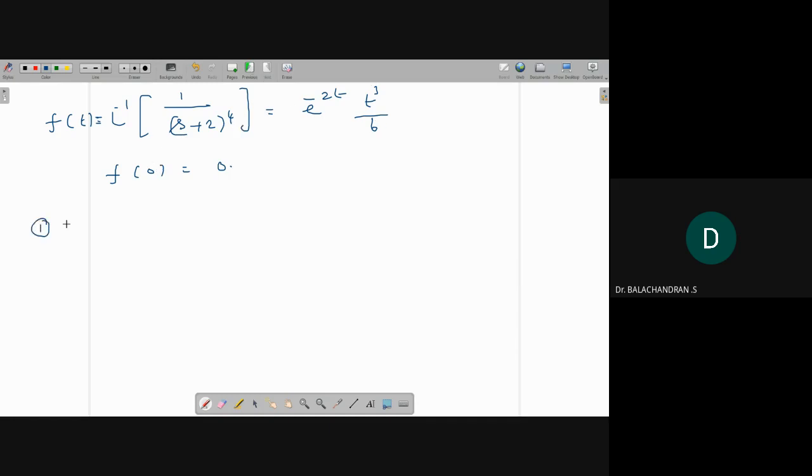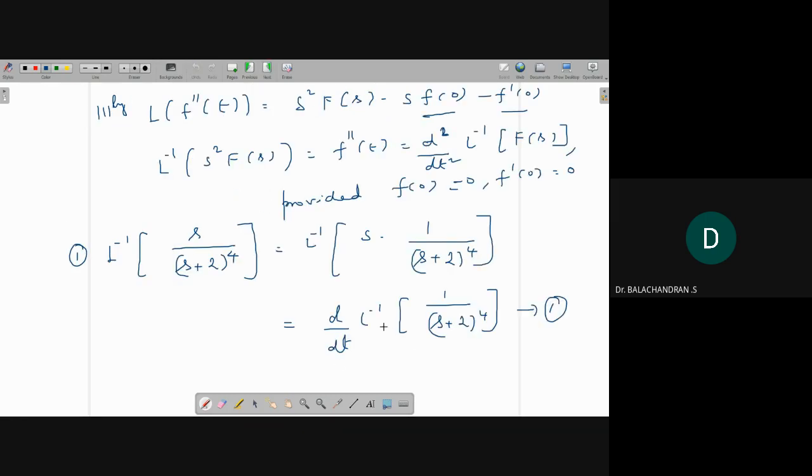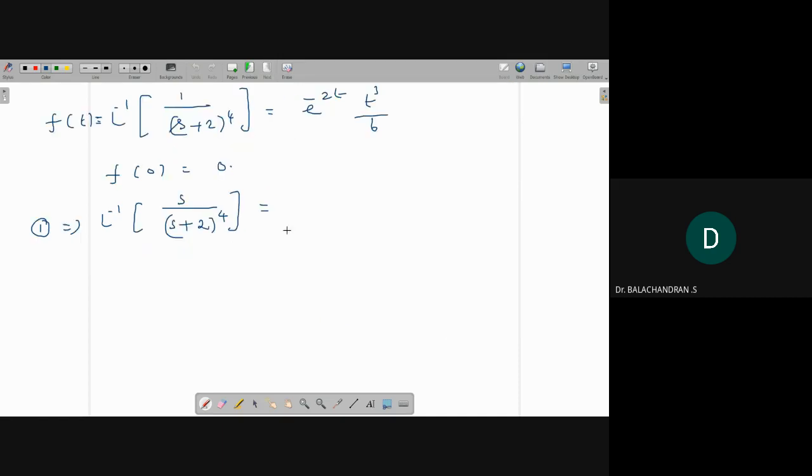Now equation 1 implies, the left hand side is what? The given problem, L inverse of s by s plus 2 whole power 4. Right hand side is what? D by dt of L inverse of 1 by s plus 2 whole power 4. But instead of L inverse of 1 by s plus 2 whole power 4, you can replace it by this function, that is e power minus 2t t cube by 6.